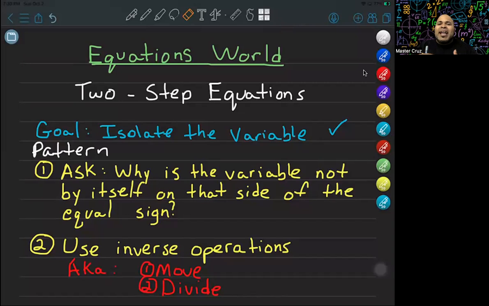So straight out of the bat, I'm going to say you need to know how to do one-step equations. If you don't know how to solve a one-step equation, go back, watch the one-step equation video.